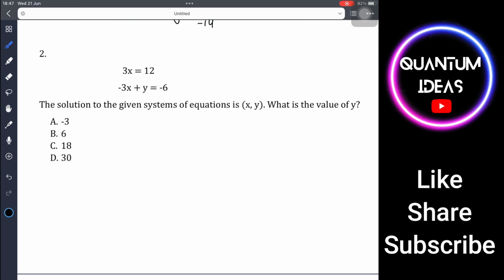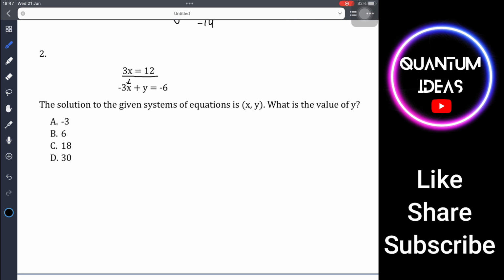So let's see. The solution to the given system of equations is (x, y). What is the value of y? Again we have to find y. So let's see here. We are given here 3x equals 12. So just plug it here. Okay, so 3x equals 12.